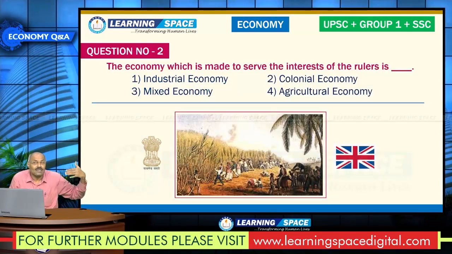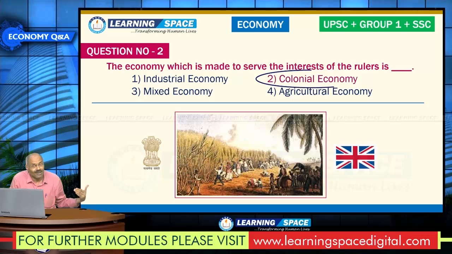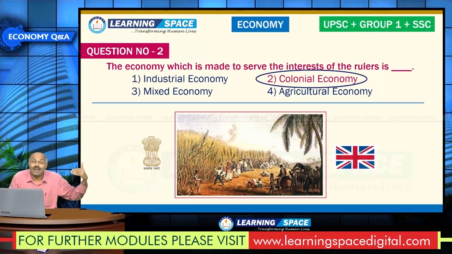Look at the next one. The economy which is made to serve the interests of the rulers is colonial economy. During the 200 years of British rule, we faced this problem. That means exploitation will be maximum during colonial economy. Please look into this slide.